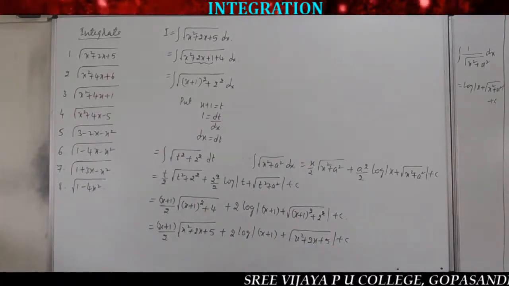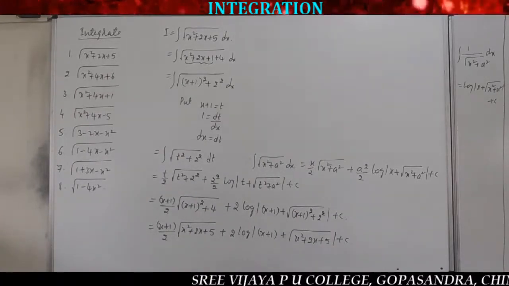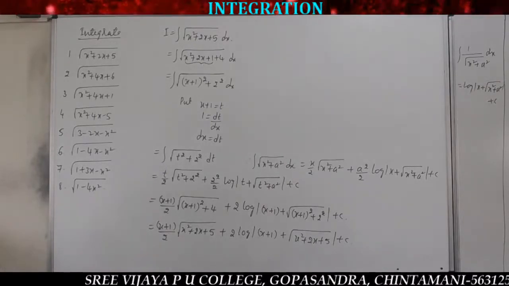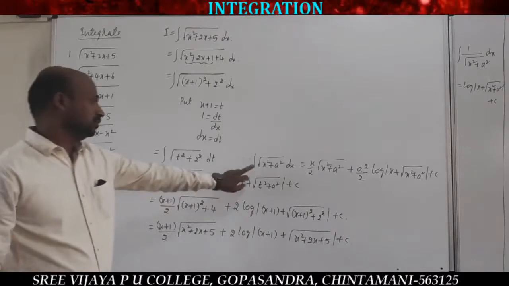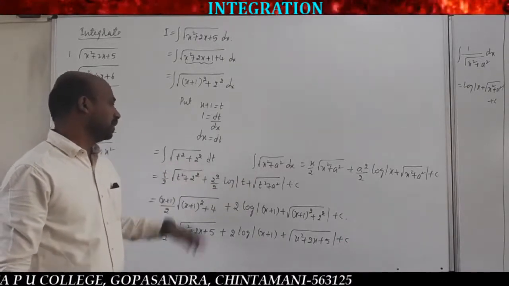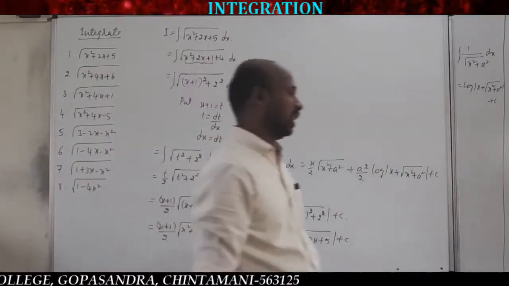So this carries 2 marks. A derivation carries 3 marks. A problem related to the derivation carries 2 marks. In total it carries 5 marks. Okay, so this formula is for the integral of root of x squared plus a squared.